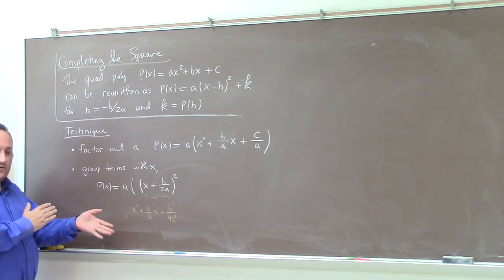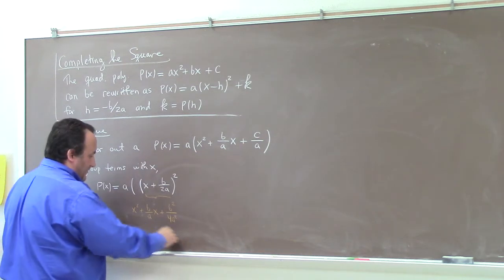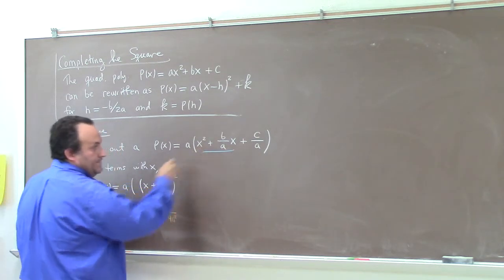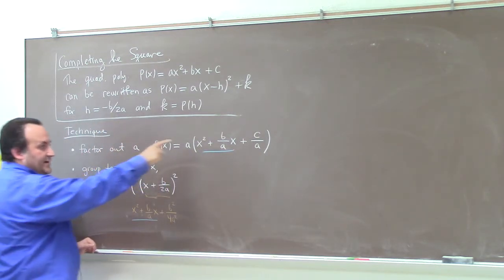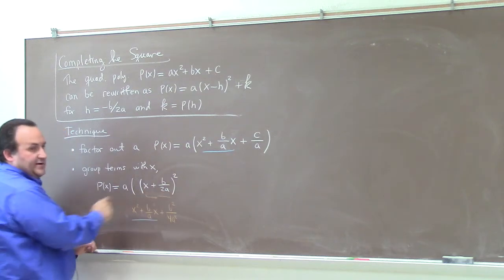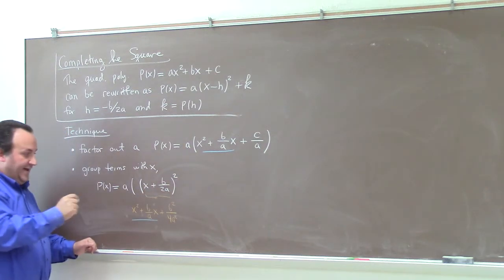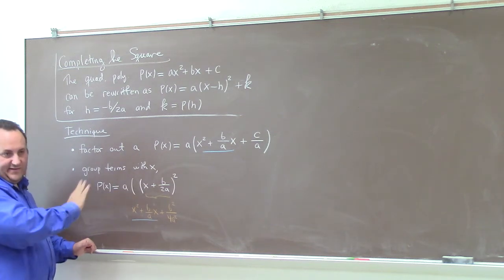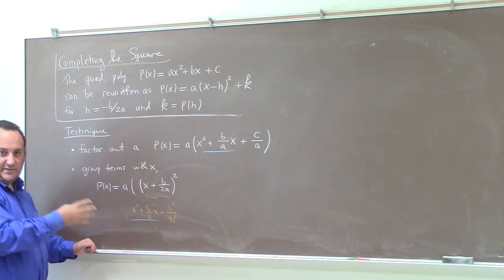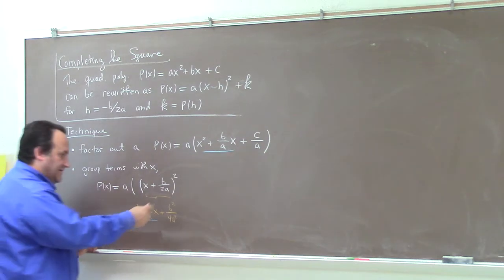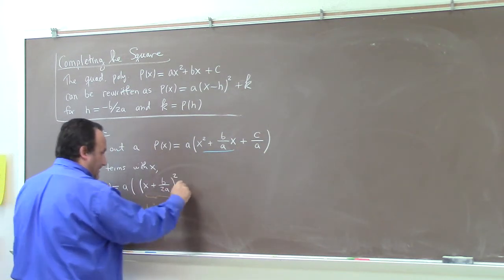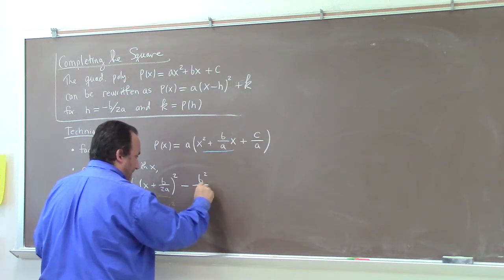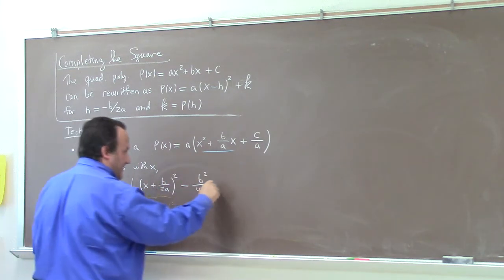Now, what do we have to start with? We have these two terms. If I trade these two terms for this squared quantity, I have in effect added b squared over 4a squared. I can't just add something without changing the expression, right? So to be fair, I have to subtract b squared over 4a squared. And then, of course, I have the plus c over a.